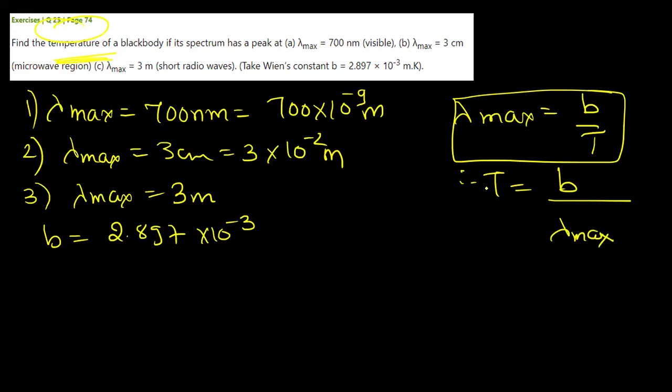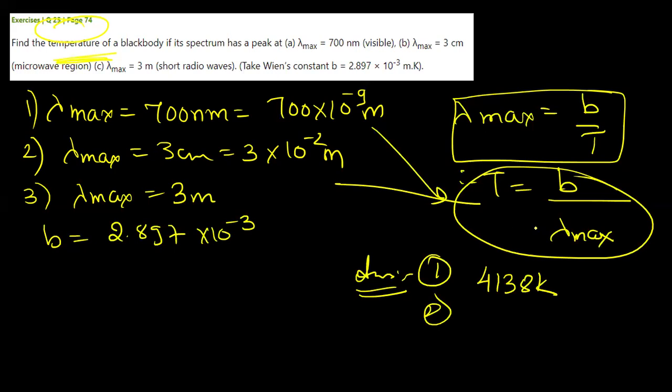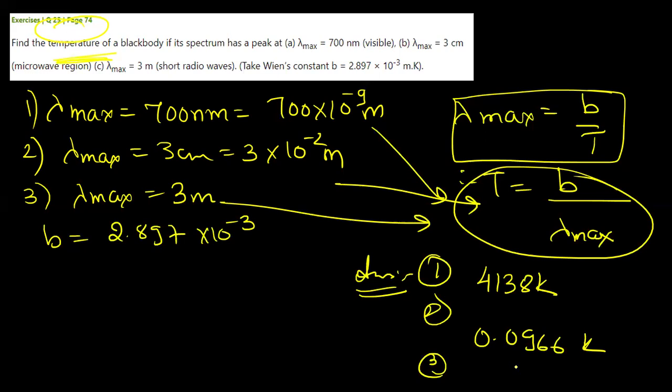So for first, you will substitute the first value, and you will get one answer. So the answers I'm writing it. When you first substitute lambda max as 700, the first answer which you get is 4138 Kelvin. When you put the second value and solve again, you get 0.0966 Kelvin. When you put the third value, that is this 3 meter, and solve, you get 0.966 into 10 raised to minus 3 Kelvin. So it is just a simple calculative work.